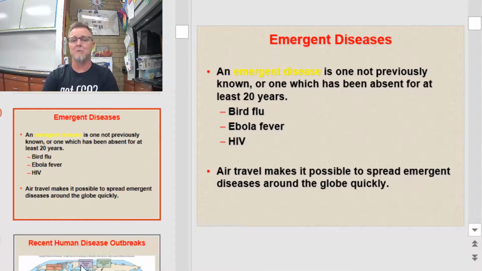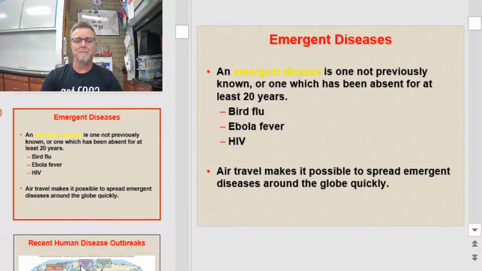That brings us to emerging diseases. Emerging diseases, well, these are diseases that are not previously known. I've got a list here like bird flu, Ebola, HIV. These are things that are relatively young, probably something that, by the time you see this video, you'll be familiar with is COVID-19. It's an emerging disease, one that has been absent or unknown for at least 20 years. This is a brand new thing.